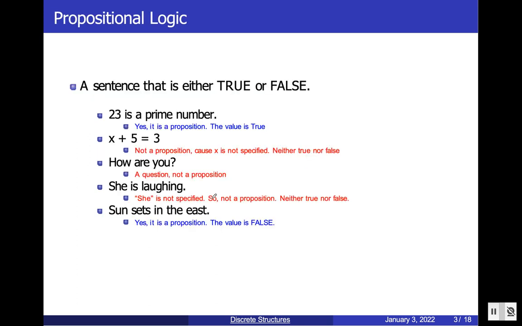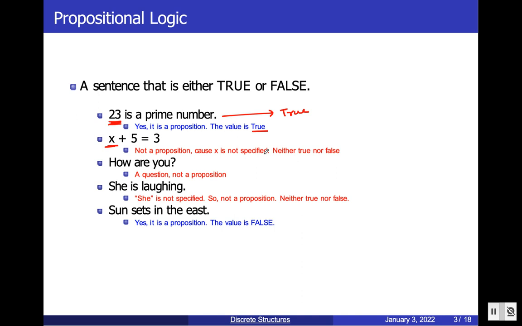Now let's find out. The first one, 23 is a prime number. Yes, that's a proposition, and the value of this sentence is true, because 23 is a literal, and we know the absolute value 23 is divisible only by 1 and 23. So this one is a prime number and the value of this sentence is true. So you can say that that's a statement.